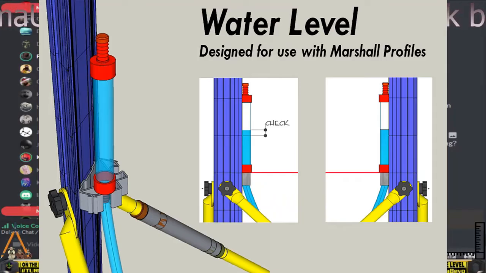But that would be your measurement. I've never used the water level in my life, but that seems like a reasonable method to me.